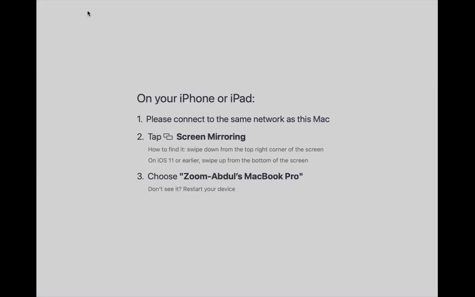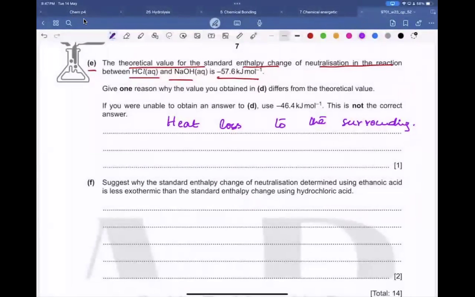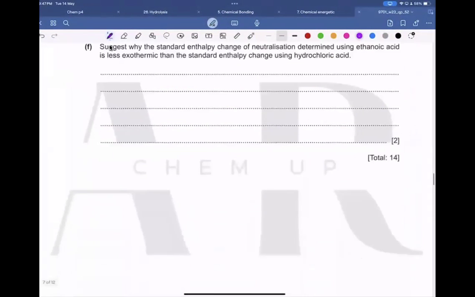Okay. Just give me a minute. It's stuck again. Okay. Now, next part.